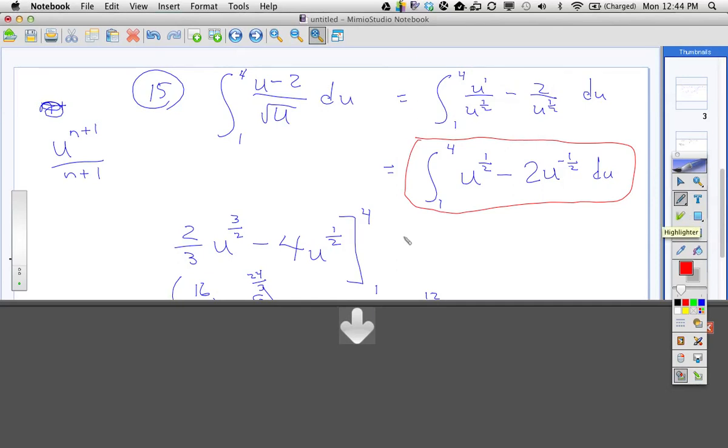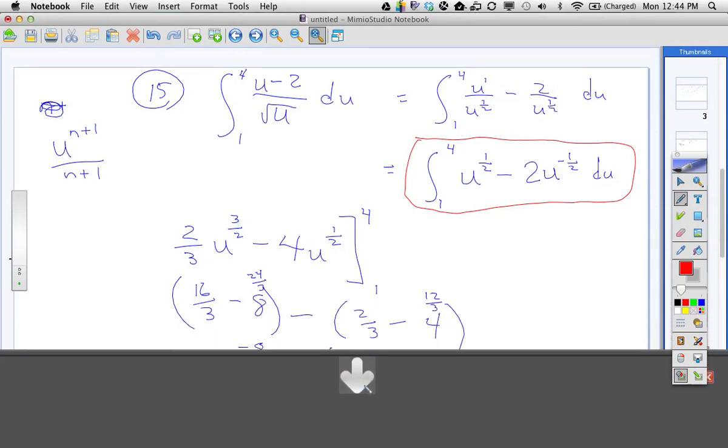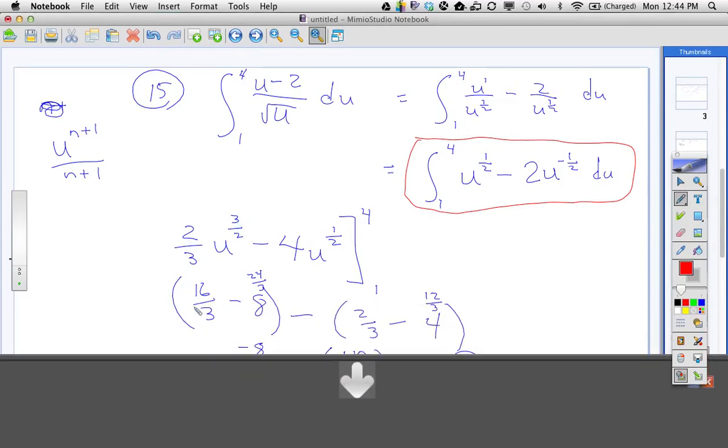Now, this one works pretty nice. When you put a 4 in here, now think about this. 4 to the 3/2, you do the 2 first. That'd be the square root of 4, which is 2. 2 cubed is 8. 8 times 2/3 is 16/3. Okay? So that, to me, is doable without a calculator. Oh, excuse me, I got to put a 4 into here. Put a 4 here, and the 1/2 square root of 4 is 2. 2 times 4 is 8. So 16/3 minus 8.